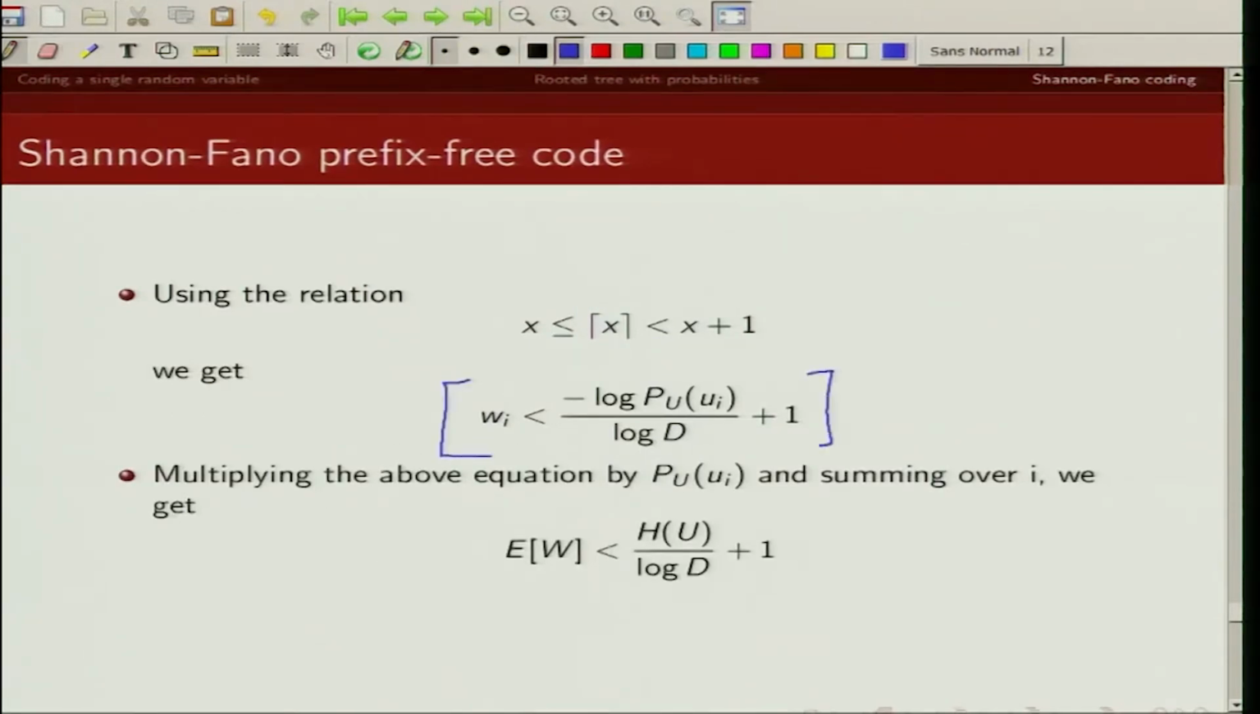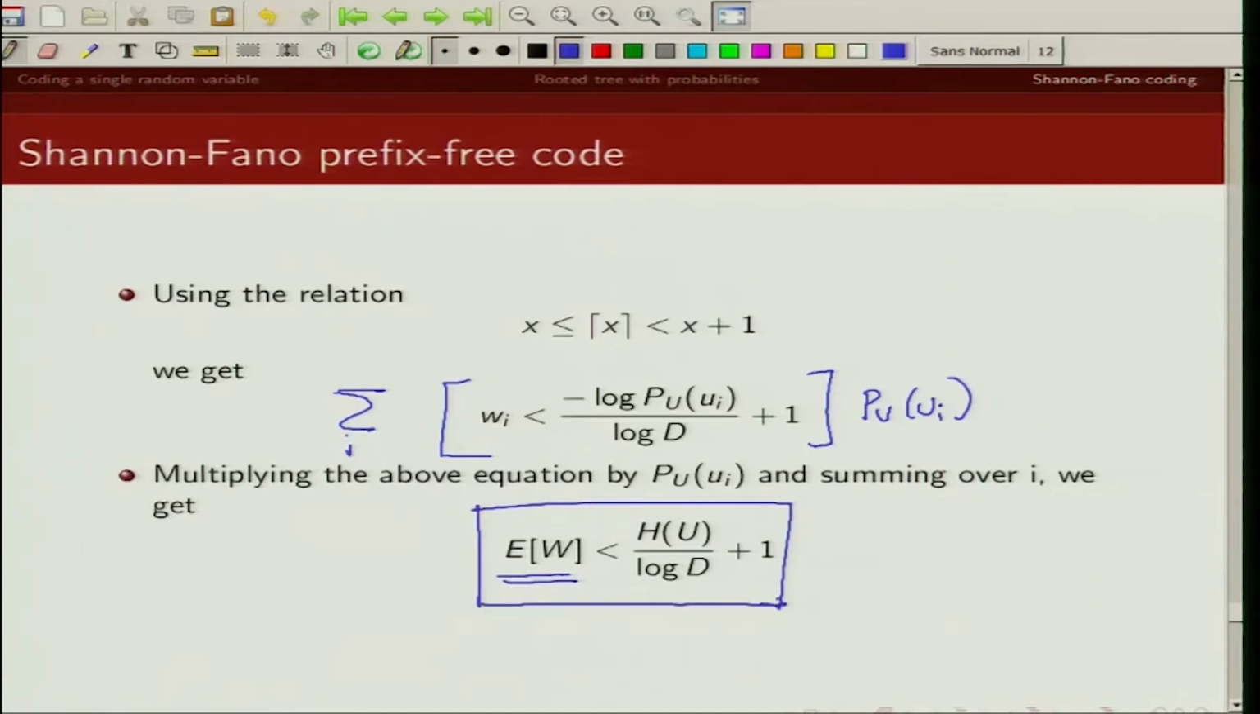If we multiply both sides by p(ui) and sum over all i's, then wi p(ui) summed over all i's would be the expected code word length, and minus p(ui) log p(ui) summed over all i is the entropy function over log of d, and the summation of p(ui) over all i's would give me 1. So what I will get is a simple upper bound on expected code word length.